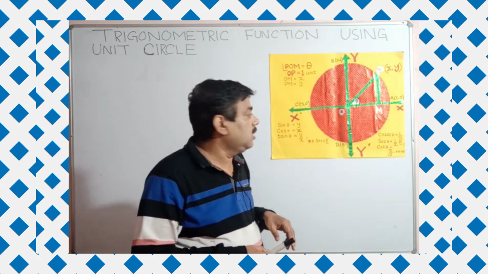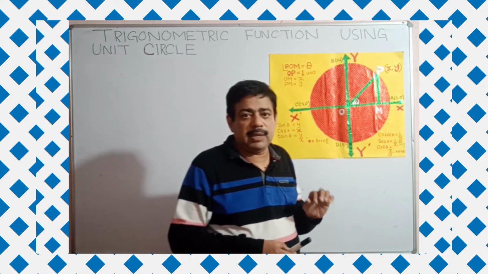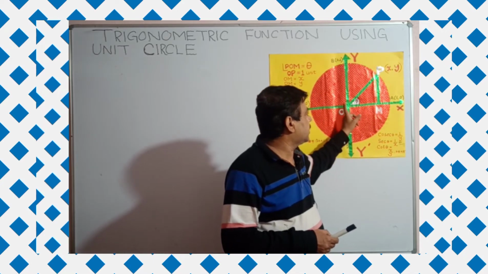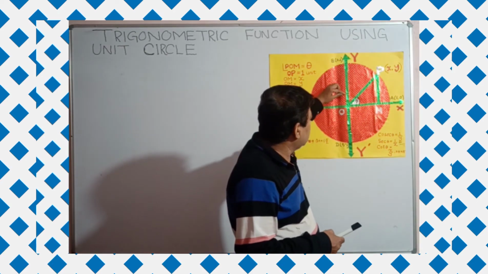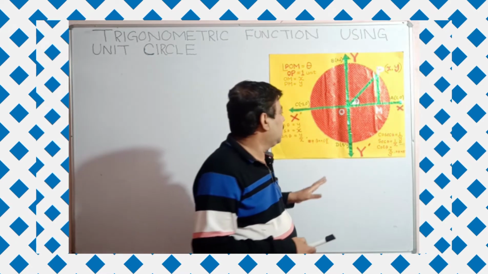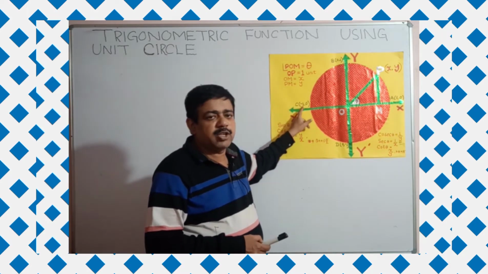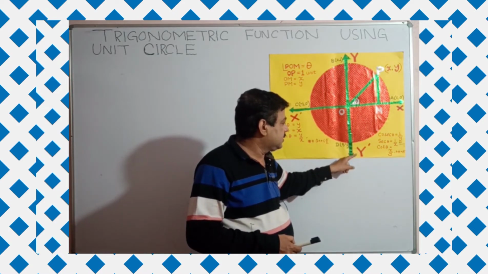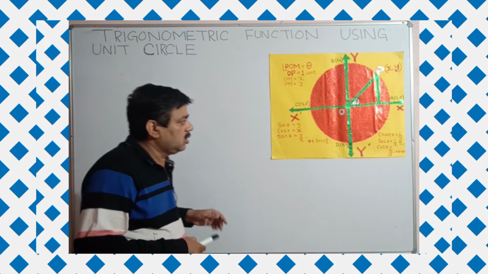Here this circle intersects the coordinate axis at 4 different points. In the OX ray, the circle intersects at the point A whose coordinate is (1, 0), and the circle intersects OY ray at the point B whose coordinate is (0, 1), and the circle intersects OX dash ray at the point C whose coordinate is (-1, 0), and it intersects OY dash ray at the point D whose coordinate is (0, -1). Is it clear now?